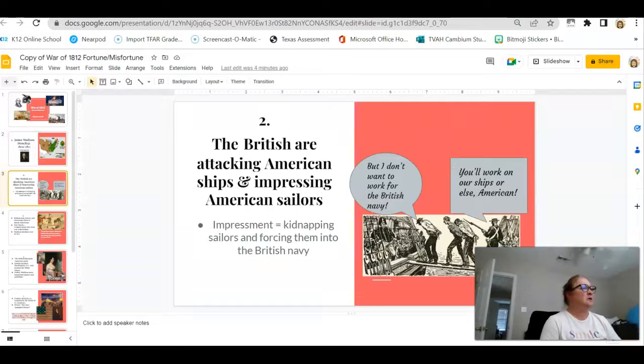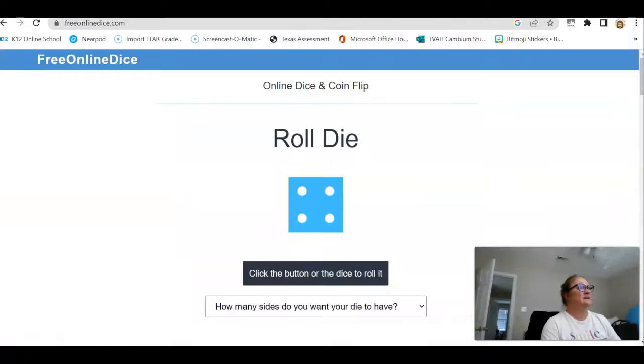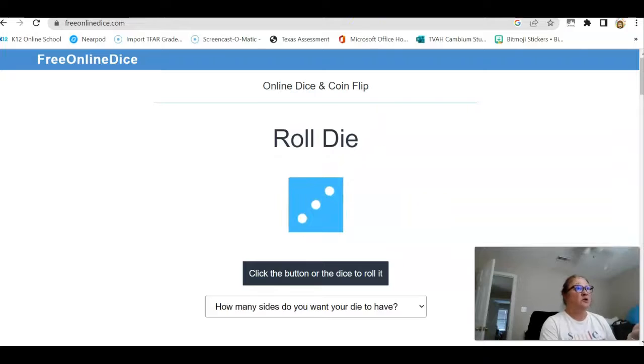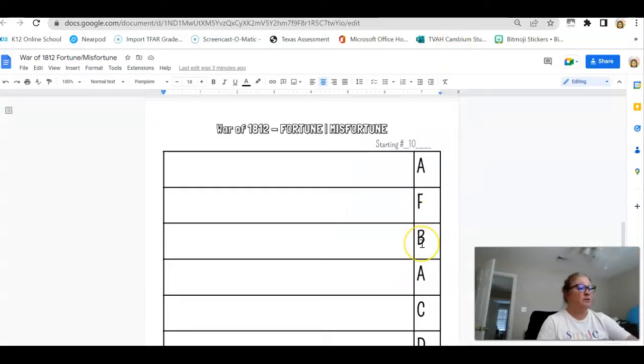Okay, British are impressing American sailors, blah, blah, blah. This is a misfortune. So you would roll the dice again. 3 groups are going to subtract 3 points. So then you draw your letters again, whatever, A, C, B, F, okay? And F, because I have an F written down there, I would subtract the 3 points I just earned, okay? So that kind of is a fun way to teach the War of 1812.